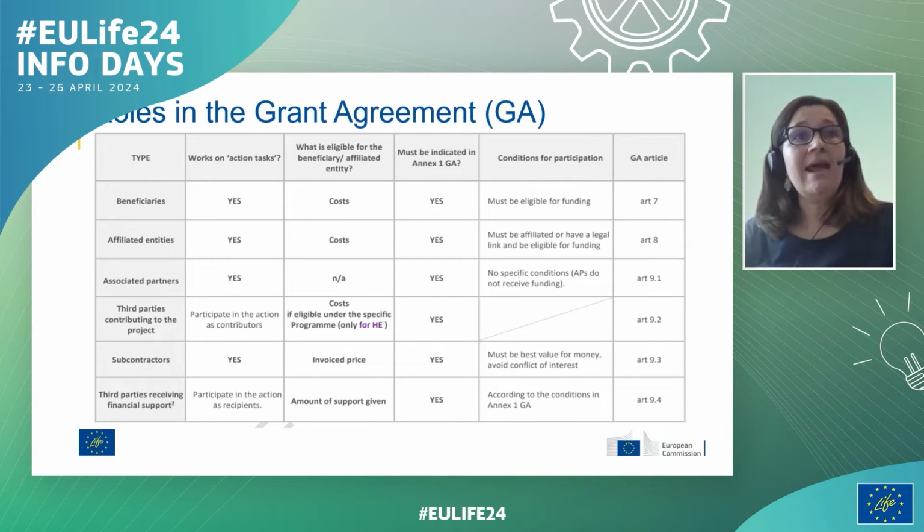Here is just an extract that you will find in the annotated grant agreement, so the second link that I mentioned earlier on. And here is just a description: who does what, who is eligible, are they in the annex, what are the conditions for the participation. And then the last column is where you will find in the model grant agreement some explanations into these different participants. For lack of time, I will not go into details, but you have this information here for your convenience.